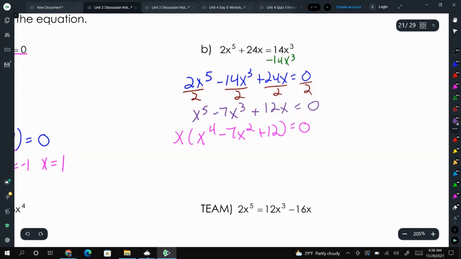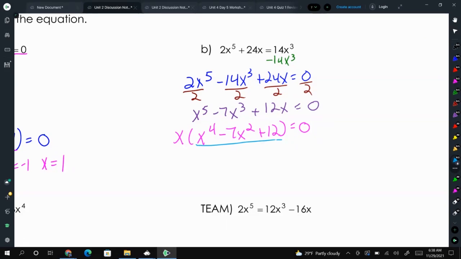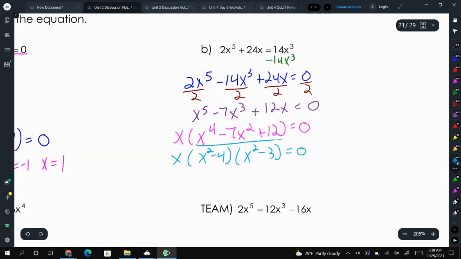And then we're going to factor this. Two numbers that multiply to positive 12 but add to negative 7. That's going to be x squared minus 4, x squared minus 3 equals 0. And I'm going to start writing over here now because we have x minus 2 times x plus 2, because this is a difference of squares. And then we have x squared minus 3.